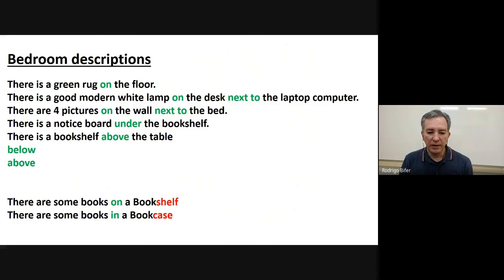So, the opposite would be the table. The table is below. Então, se você puder usar above para o contrário, a gente escolhe o below, ok? Para falar que aquilo está abaixo. The table is below the bookshelf.